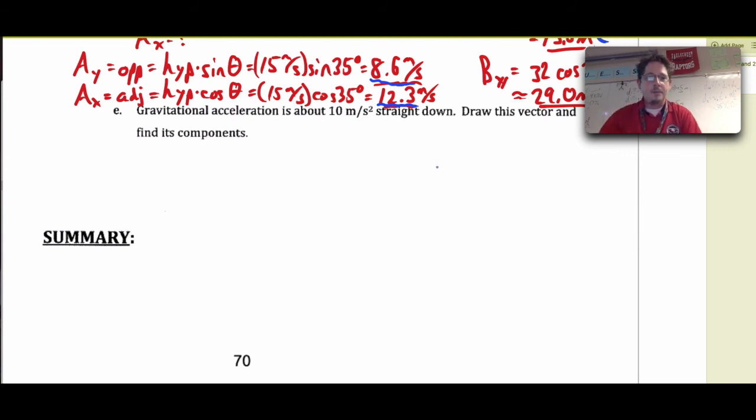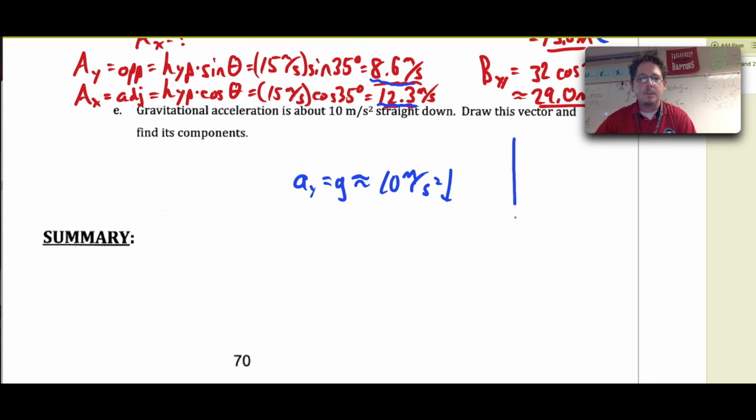Okay, so these guys though, we don't always have to do trig, and why not? Because if there's no diagonal, there's no trig necessary. So for example, our gravitational acceleration. Our acceleration due to free fall gravity, about 10 meters per second squared, just down. So if I'm drawing that as a vector, it might look like that.